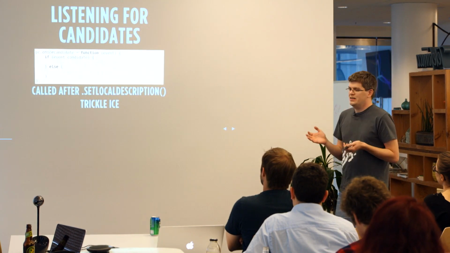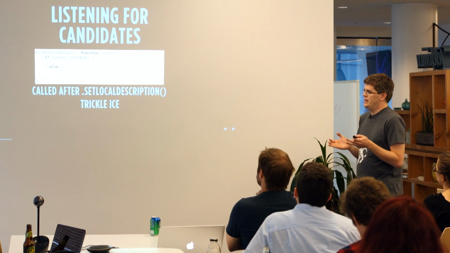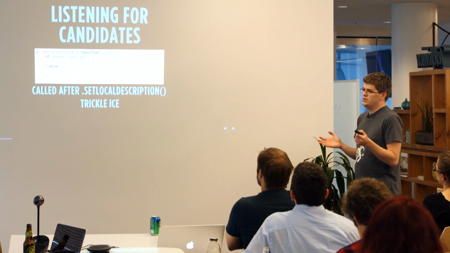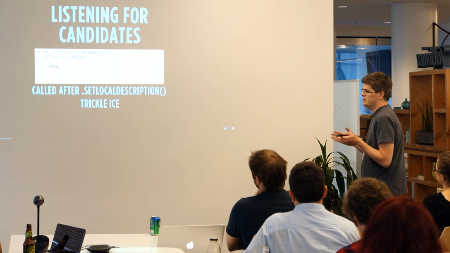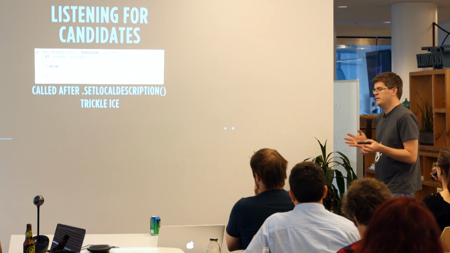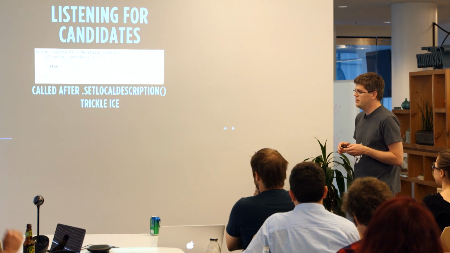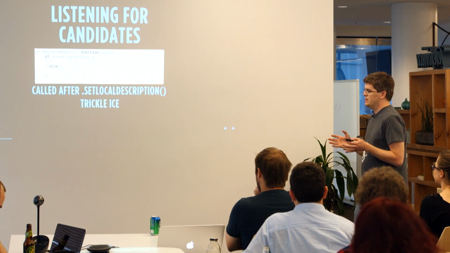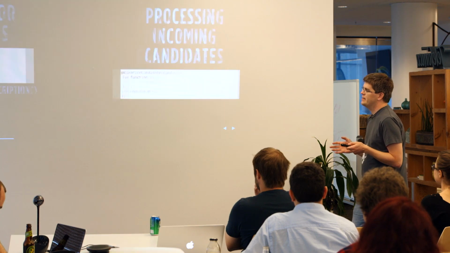So the peer connection API makes it pretty easy to listen for those candidates. There's this onICE candidate callback, which either gives you a candidate or tells you that it's done gathering the candidates. And that happens after you call set local description with your offer. This process is called trickle ICE. It's very important for the user experience, because it makes the call setup faster.